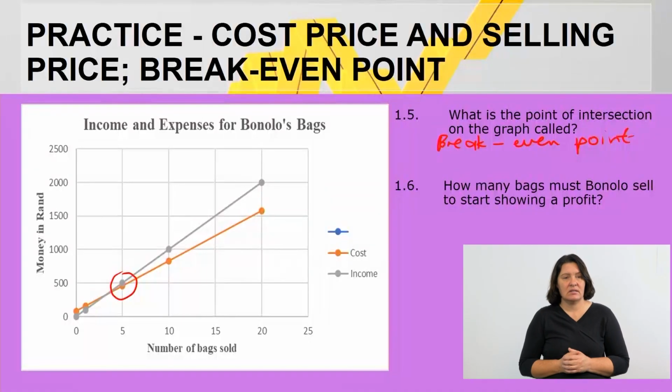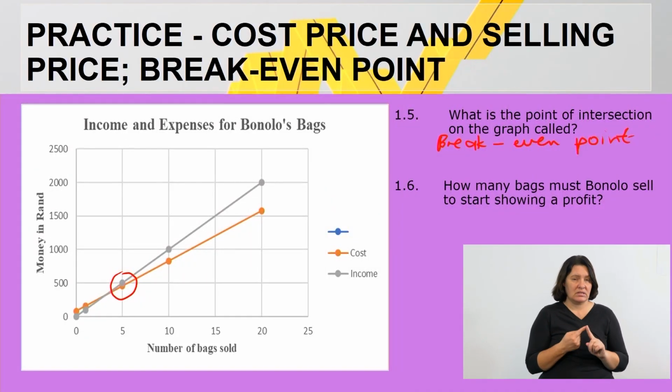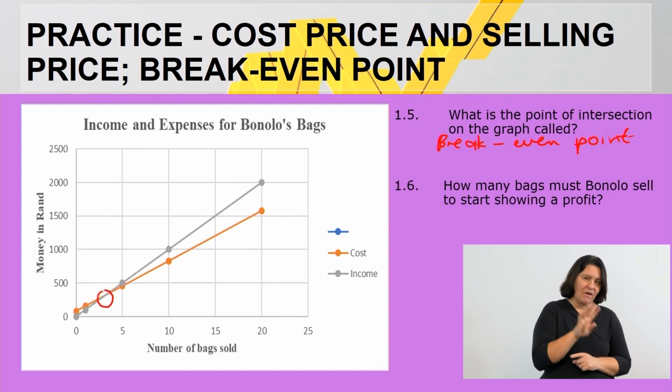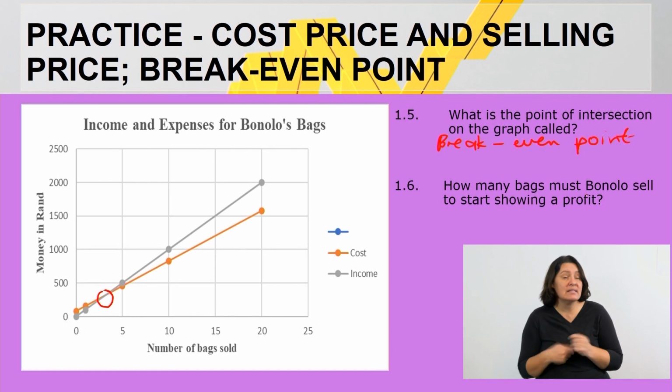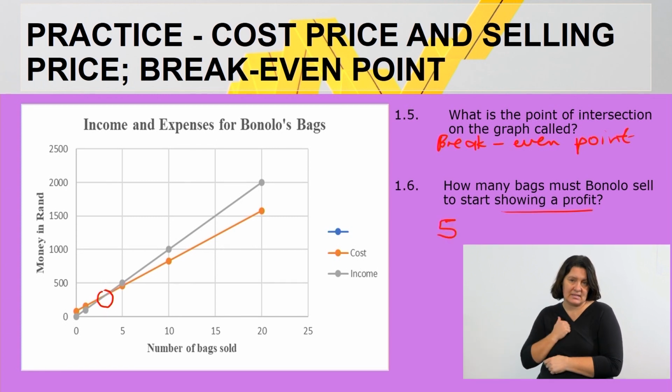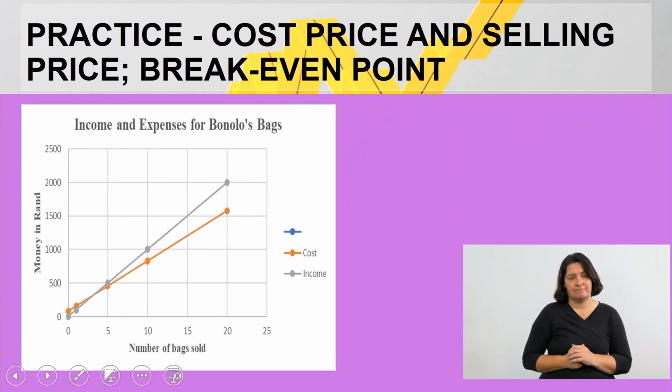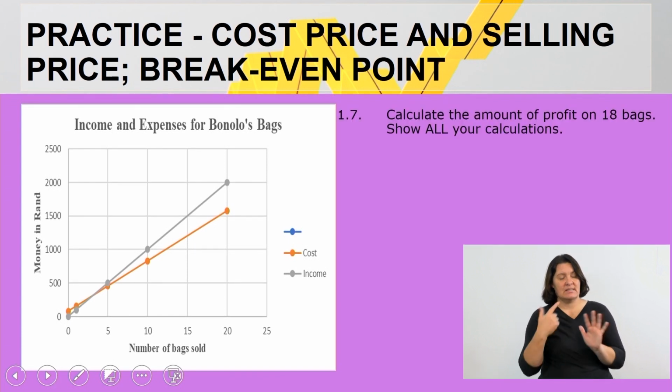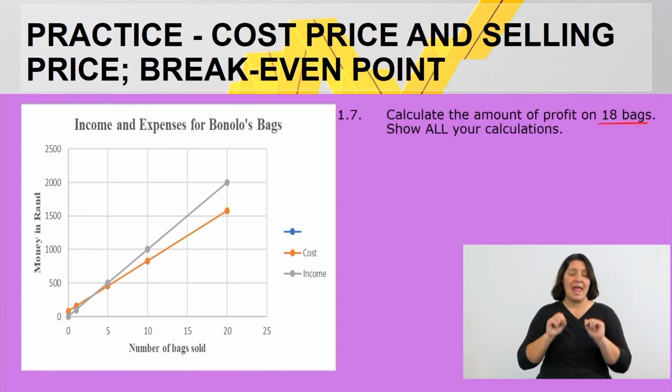Then 1.6, how many bags must Bonola sell to start showing a profit? Remember, we said that the break-even point should be here, and it's not there. Can we just correct that mistake? The break-even point is actually here, 4 bags. So if the break-even point is 4, meaning she must at least sell 5 of the bags to start making a profit. Okay, then we have 1.7, calculate the amount of profit on 18 bags.